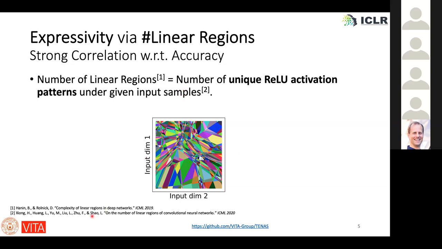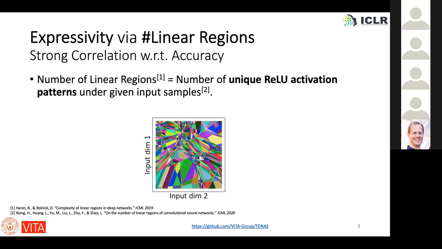By referring to the second reference, we define the linear region as the unique ReLU activation patterns under given input samples. The reason behind this definition is that given specific input samples, each concatenation of the ReLU activations represents the affine weights of each affine function which composes the whole network. If two ReLU activations are different, that means these two input examples are located in different linear regions in the input space. So if we have a higher number of unique activation patterns by sampling a given number of input samples, then the network very likely has a higher expressivity.